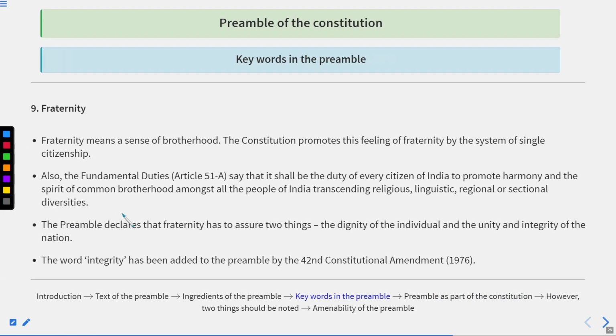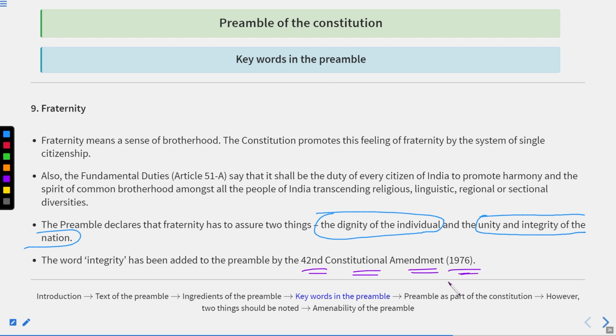Fraternity. Fraternity means a sense of brotherhood. The Constitution promotes this feeling of fraternity by the system of single citizenship. Also, the fundamental duties, Article 51A, say that it shall be the duty of every citizen of India to promote harmony and the spirit of common brotherhood amongst all the people of India, transcending religious, linguistic, regional, or sectional diversity. The preamble declares that fraternity has to ensure two things: first, the dignity of the individual, and second, the unity and integrity of the nation. The word integrity has been added to the preamble by the 42nd Constitutional Amendment Act 1976.